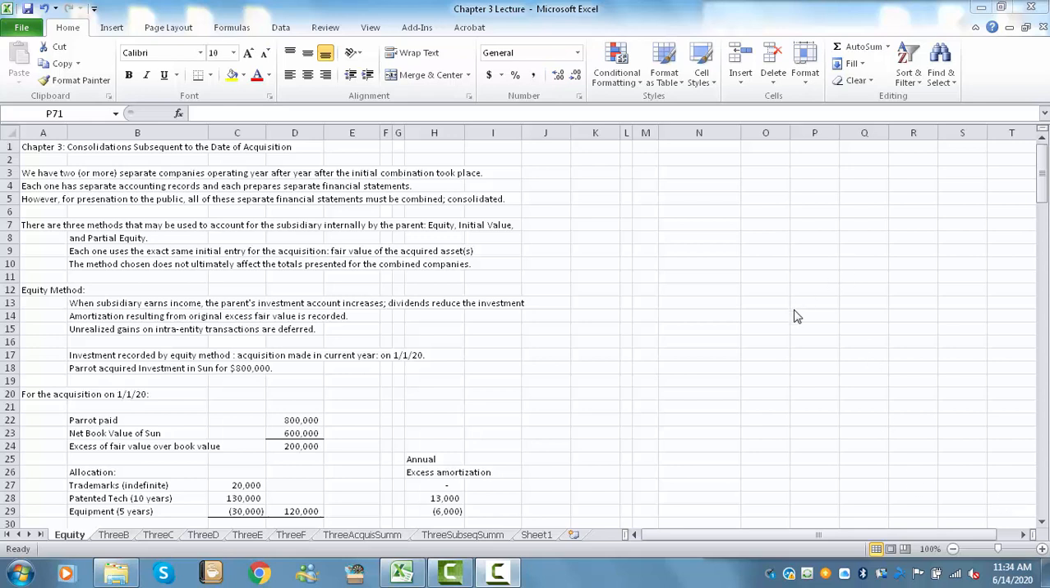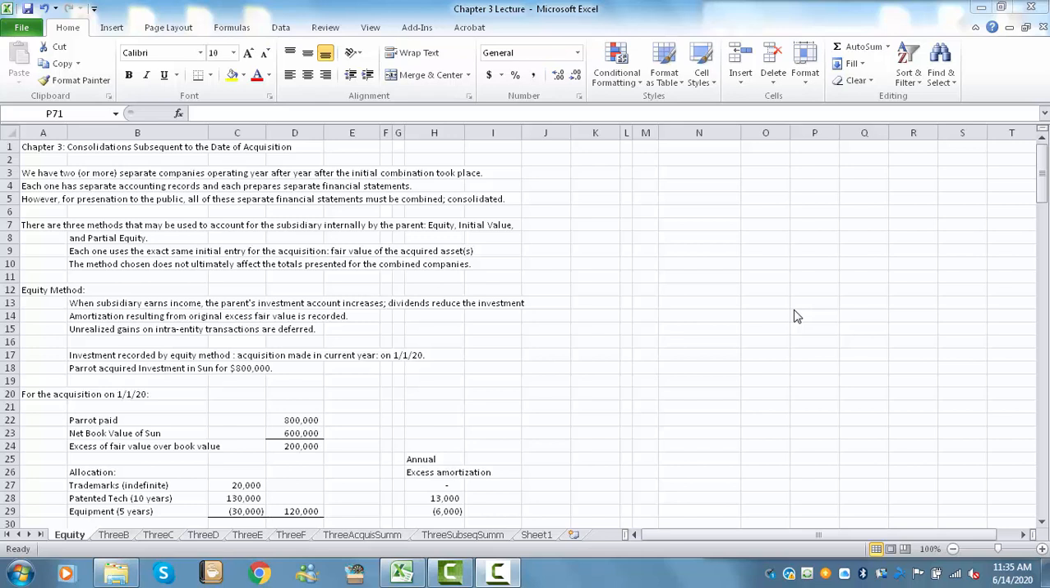This is the first part of Chapter 3, which is consolidation subsequent to the date of acquisition. We have two or more separate companies that operate year after year after the initial combination takes place. Each company has separate records and prepares its own financial statements. However, for presentation to the public, all of these separate statements have to be combined, consolidated into a single statement.